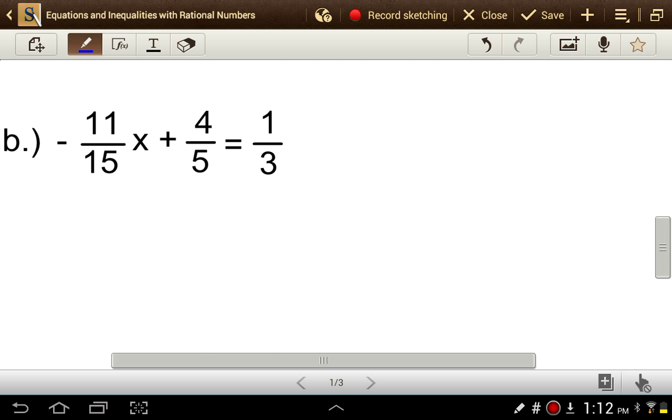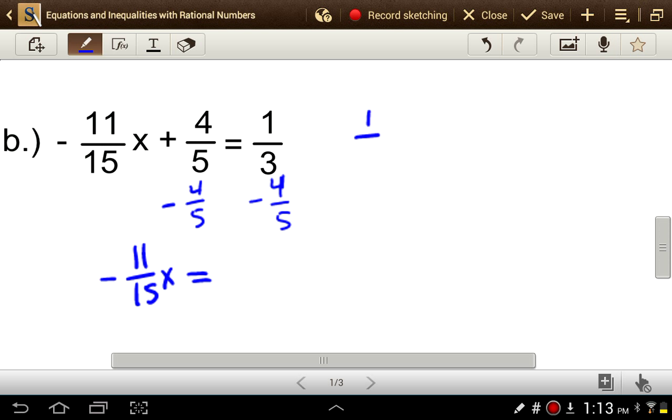Okay, and B here, still working with the multiplicative inverse. This time we have a two-step equation. So the first thing I have to do before I can use my multiplicative inverse is I have to get rid of the 4/5 that's on the same side as the variable. So I'm going to subtract 4/5 from this side, and I'm going to subtract 4/5 from this side. This is going to give me negative 11/15 x equals, well, this work here, guys, I'm going to do off to the side. I don't want you to do within the problem. I want you to do it off to the side.